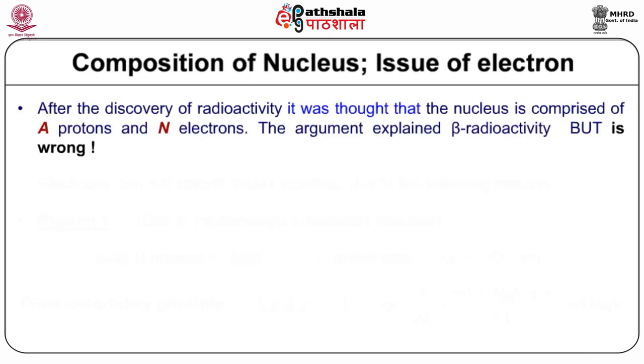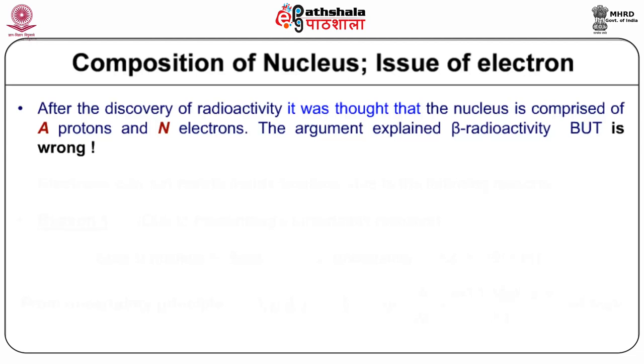Now, after the discovery of radioactivity by Henry Becquerel in 1896, it was thought that the nucleus is composed of a number of protons and n number of electrons. The argument explained beta radioactivity, but it was wrong. When radioactivity was discovered, people thought that only three things come out of the nucleus: alpha particles, beta particles, and gamma radiations. And since there was no concept of the neutron, which was later discovered in 1932 by Chadwick, after the discovery of the nucleus by Ernest Rutherford it was thought that the nucleus is composed of two particles, protons and electrons.